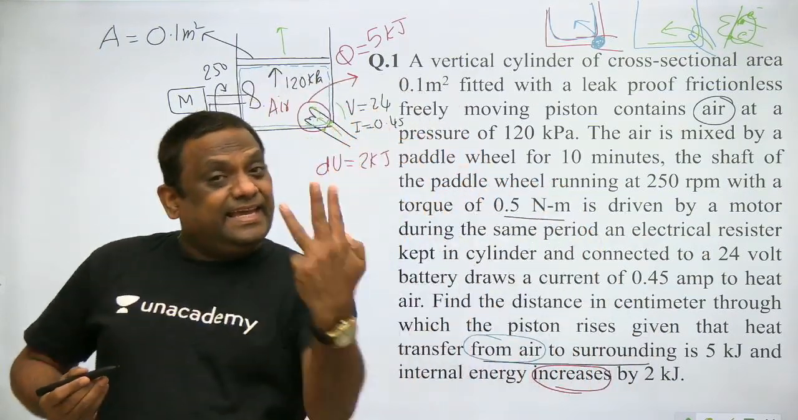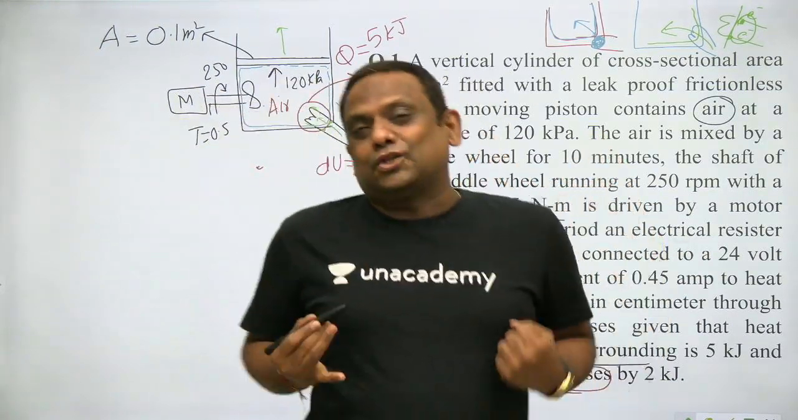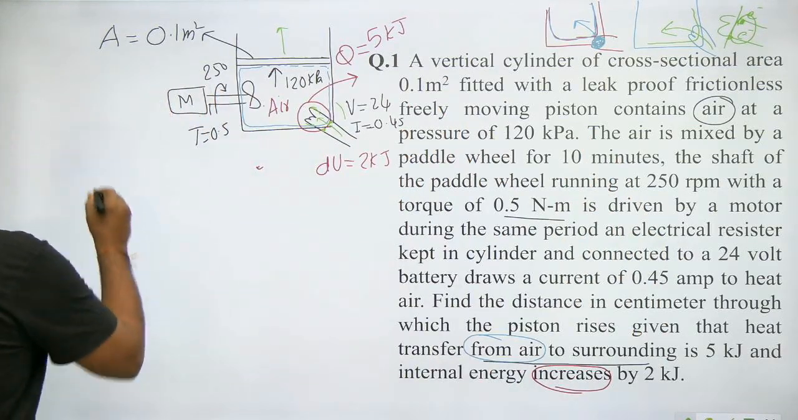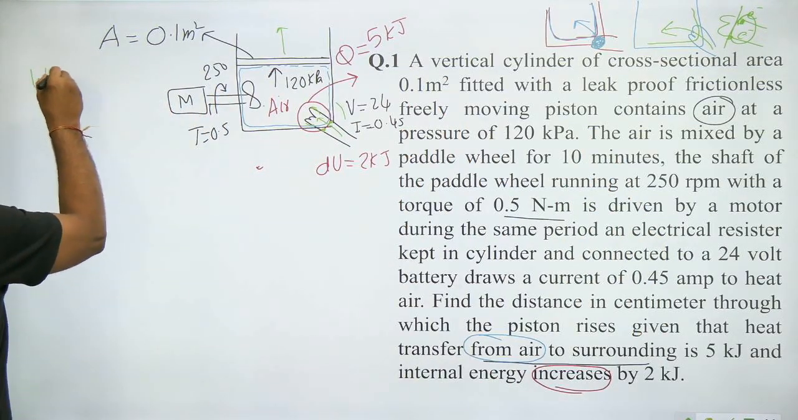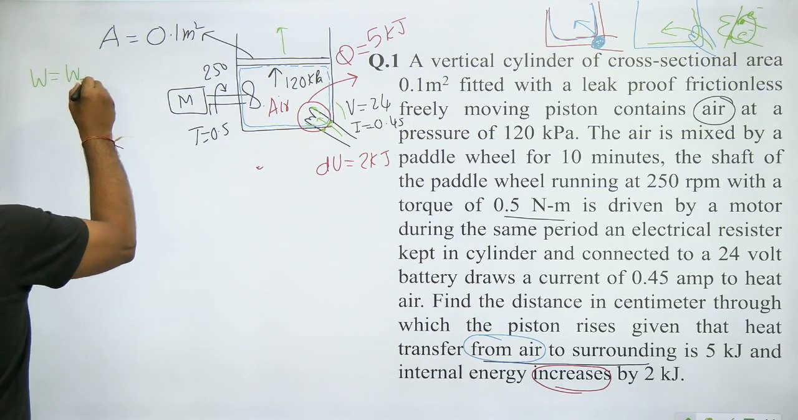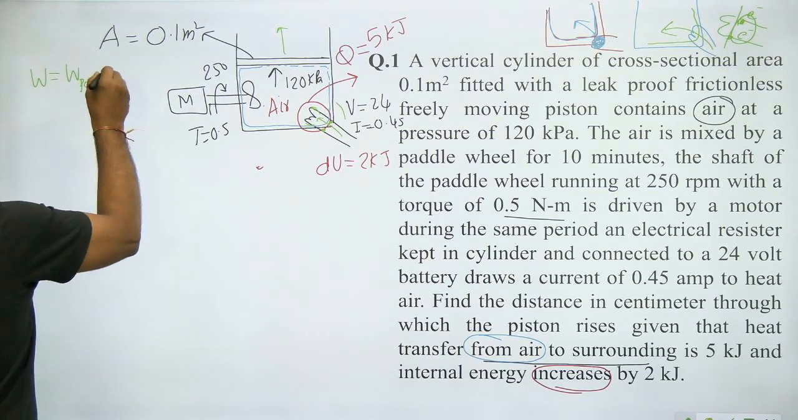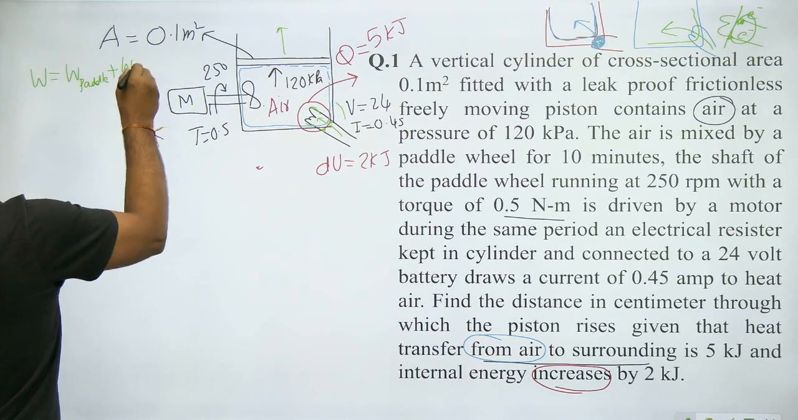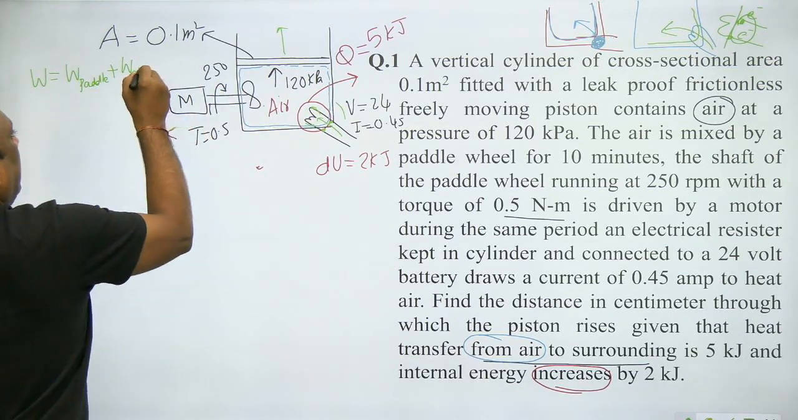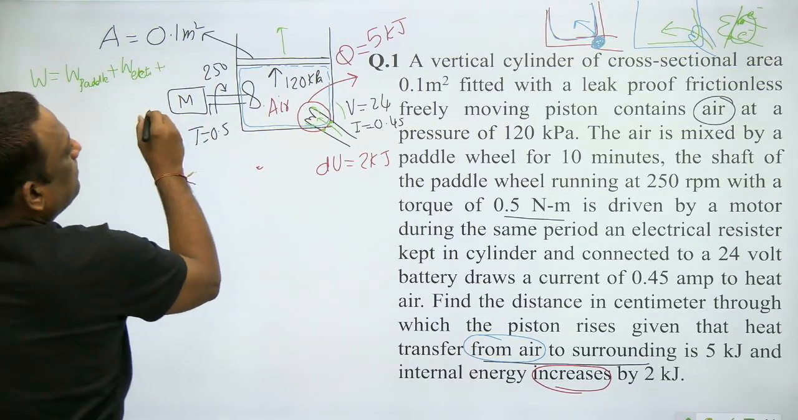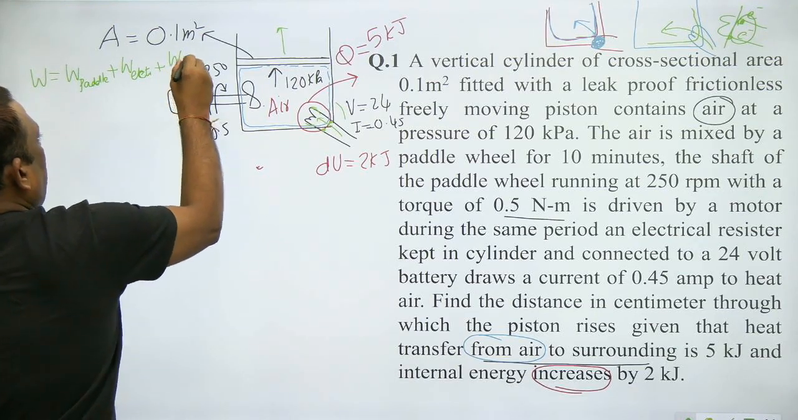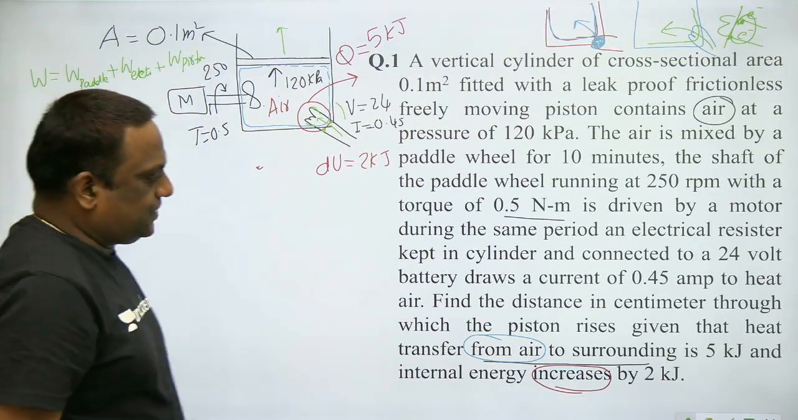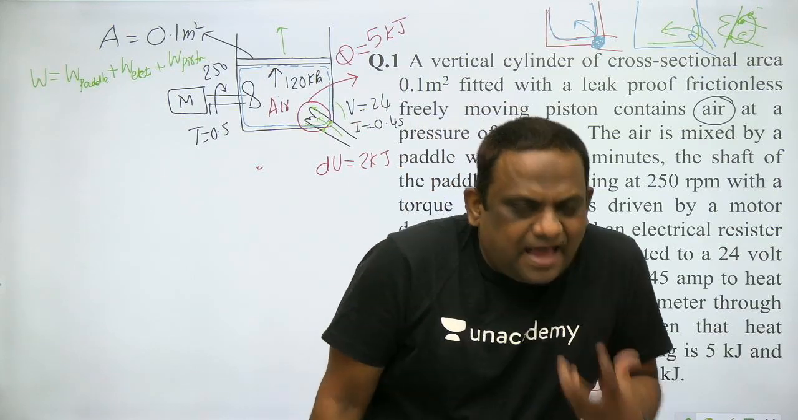That means here there are three works. There are three works. What are those? Look once. What are those, my dear friends? Total work is given by paddle wheel work plus electric work by this resistor, electric work, plus we have piston work. We have piston work. Excellent, excellent, my dear students. Excellent. Now what will we do?